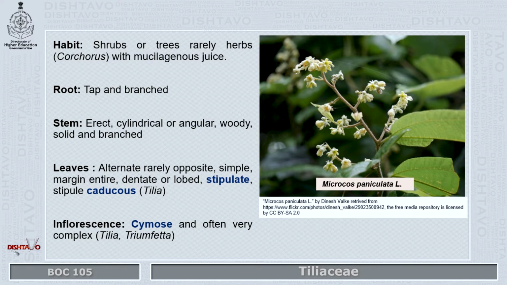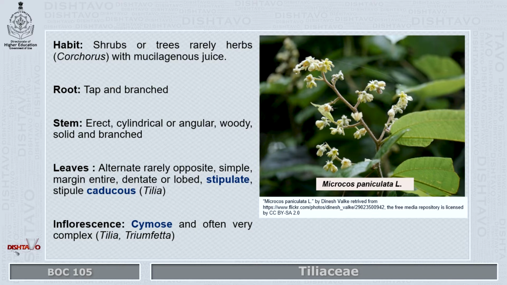Leaves, they are alternate, rarely they are opposite. Simple, margin entire, dentate or lobed. It is stipulate. Stipulate means presence of outgrowths on both sides of the base of the leaf stalk. Leaf stalk is the petiole. So the stipule which is there, it is also caducous. So caducous means it is shed off or drops off at an early stage of development.